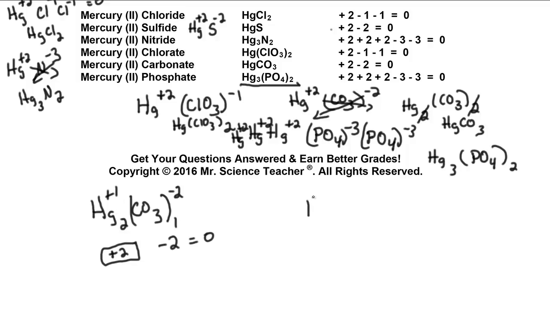Then we can go to HgCO3 and we could say, well, here's this Hg. Do I know if this is mercury 1 or mercury 2? Again, I look at the carbonate, the polyatomic ion. It has a negative 2 charge. I have 1 of them. Negative 2 times 1 is negative 2. Set it equal to 0. Plus 2 makes this statement true. I have only 1 of these mercuries, so this must be a plus 2 charge. Mercury 2 carbonate.